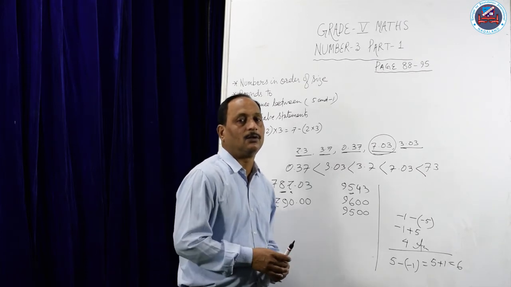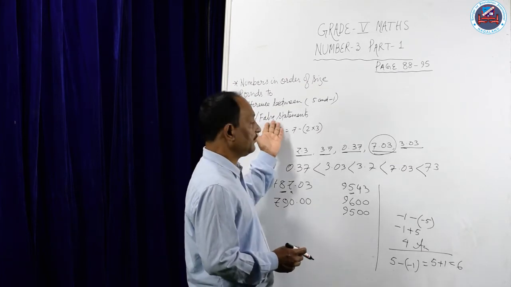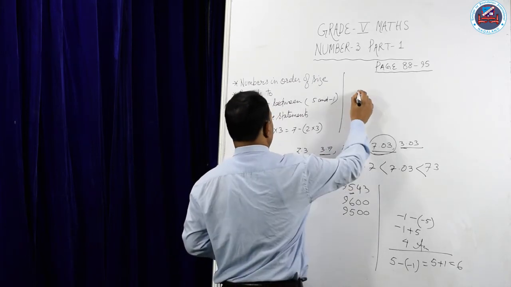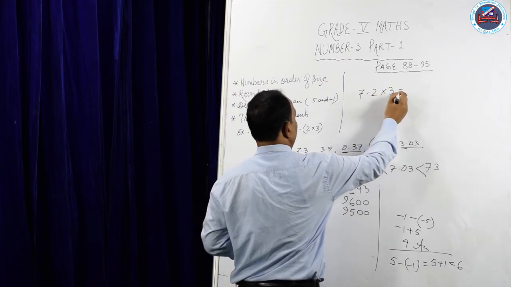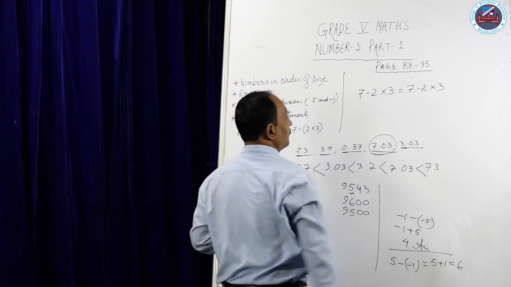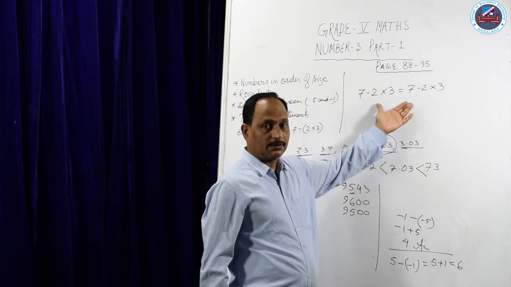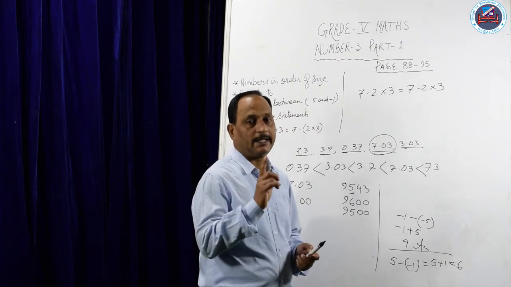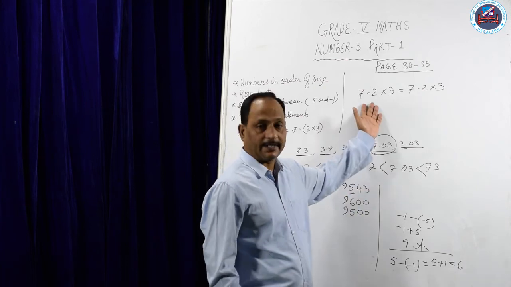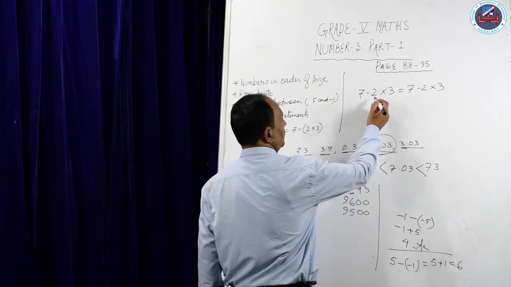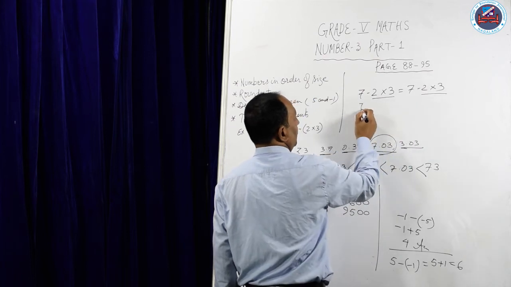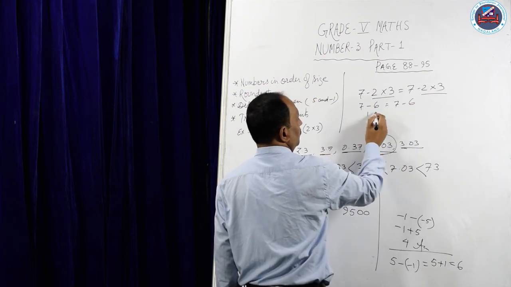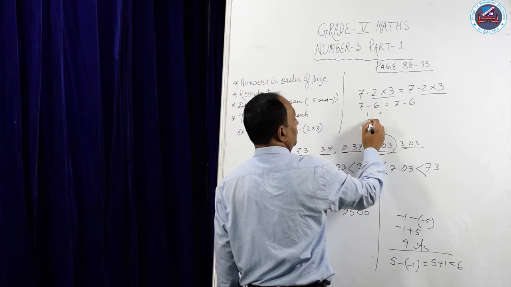Now let us go for the law of arithmetic: true and false statements. We will write the same number, suppose this number is written here: 7 minus 2 into 3 equals 7 minus 2 into 3. When we do this sum in the open, as per the rule BODMAS, multiply first because there is no divide. So 2 threes are 6 on both sides. 7 minus 6 is 1 equal to 7 minus 6 is 1. So here the statement is true.